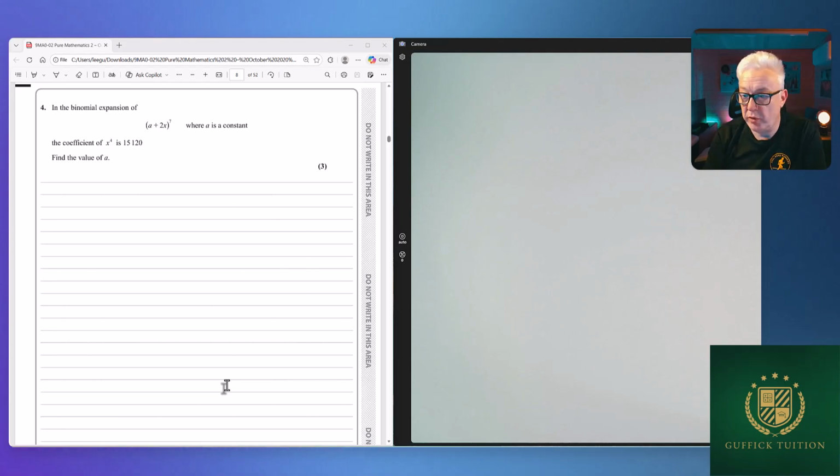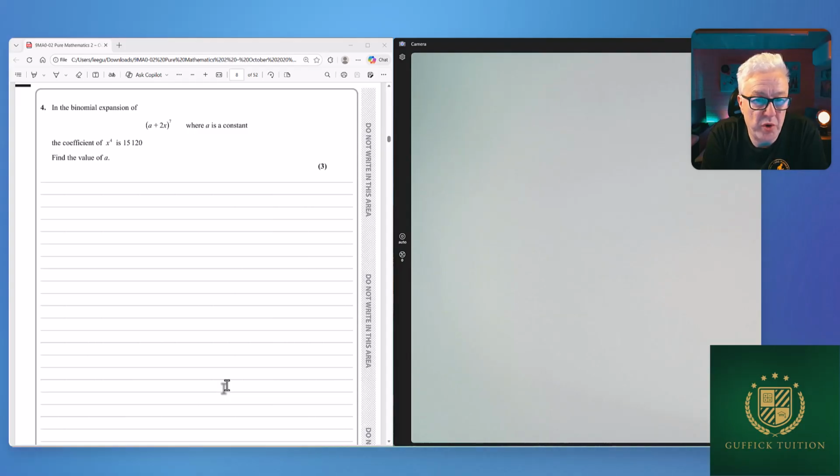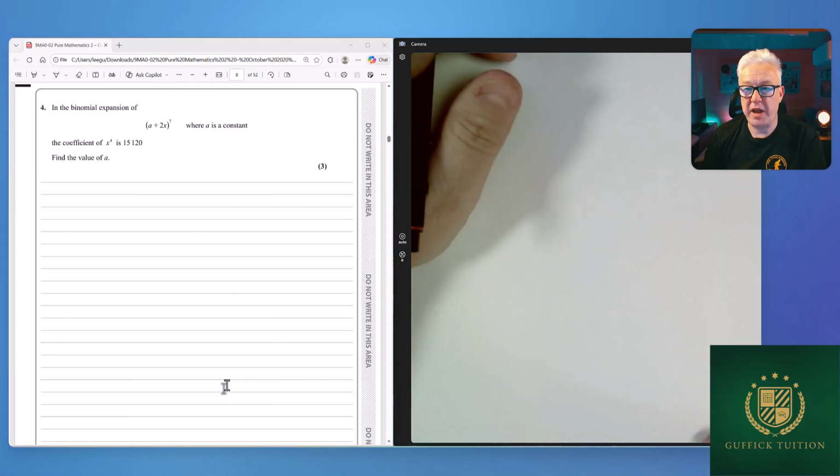Hello, we have question 4 here, a binomial question on paper 2 from 2020. It says, in the binomial expansion of (a + 2x)^7, where a is a constant, the coefficient of x^4 is 15,120. Find the value of a.